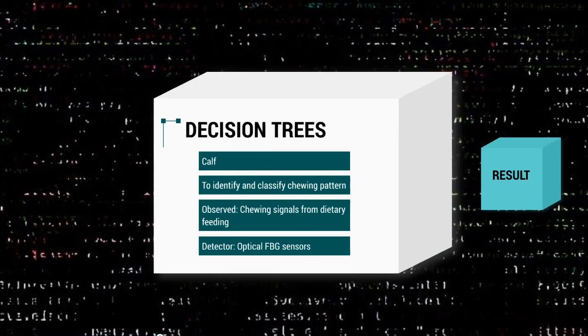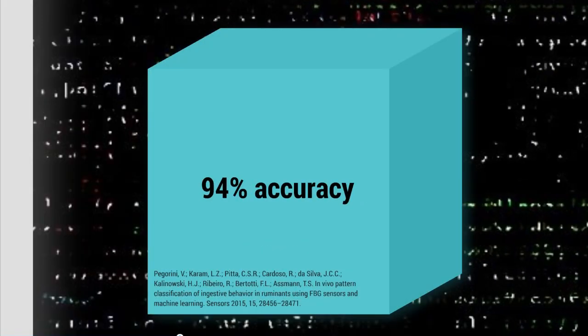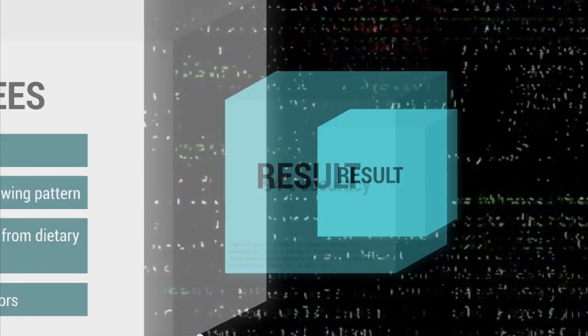Next, in the study of ruminants' ingestive behavior, the learning model being used is decision trees. The chewing signals of supplementary feeding and the data of behavior are collected using a fiber-based breeding sensor. The accuracy of this model reached 94%.